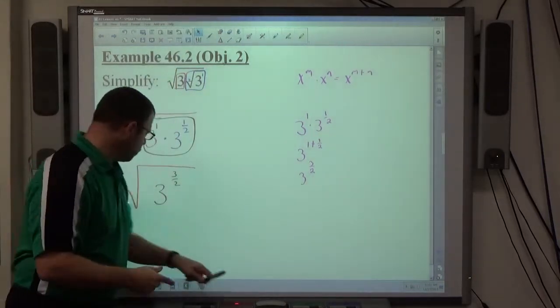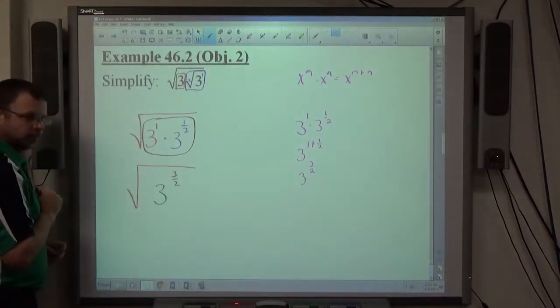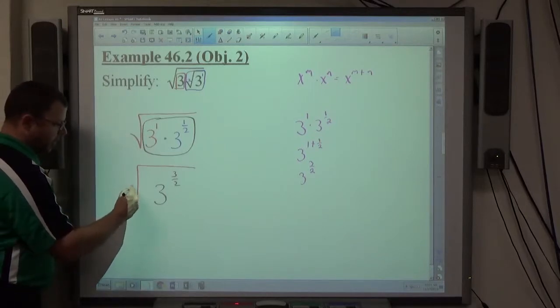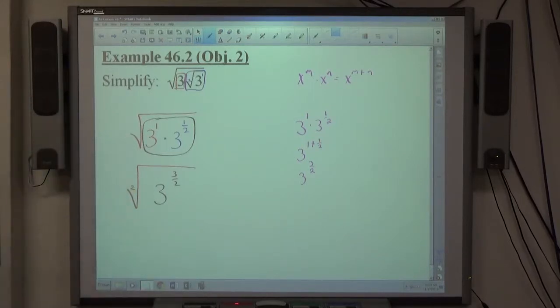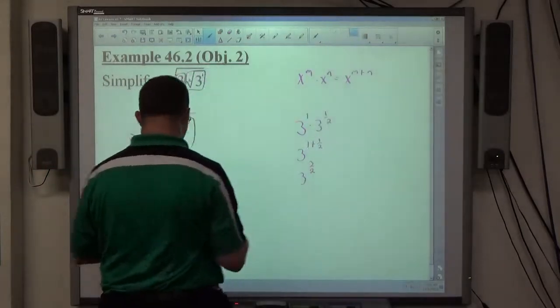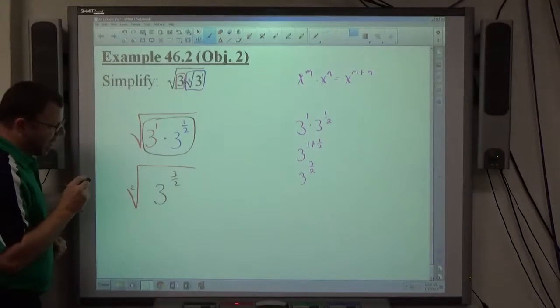So at this point, what kind of root is this? A second root, right? Again, there's no number written there, it's understood to be a second root. So the final thing is, I want to get that radical gone. I just want to get a number to a power for a final answer. That's what I'm looking for in these problems: some number to a power. And the way we make this happen is real simple.